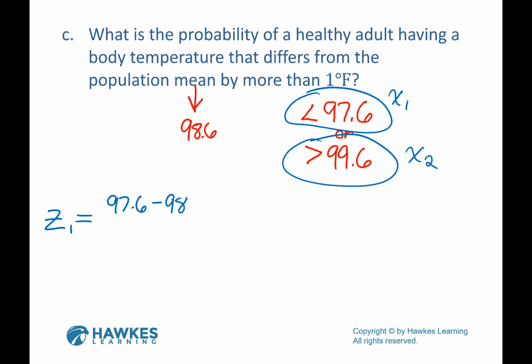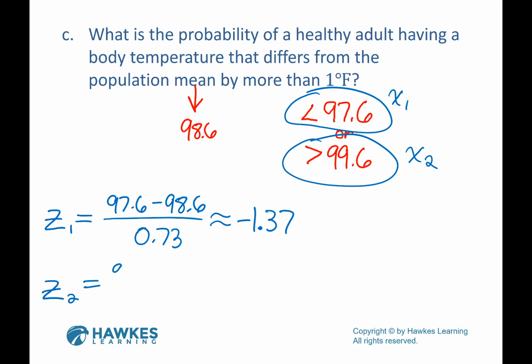97.6 minus 98.6 over 0.73 gives me a Z of negative 1.37. This one, they get 1.369, so it rounds up to 1.37. And then Z2, what are we going to get on this one? Yeah, we're going to get positive 1.37.